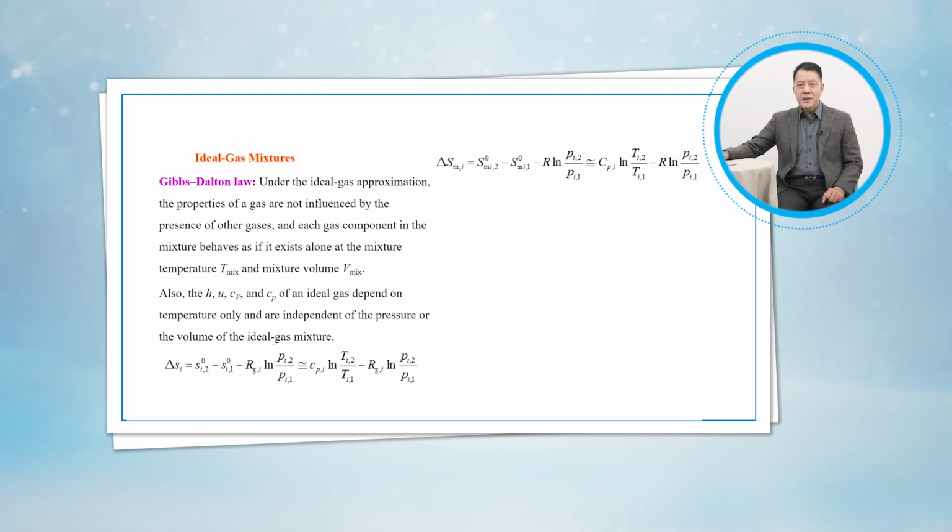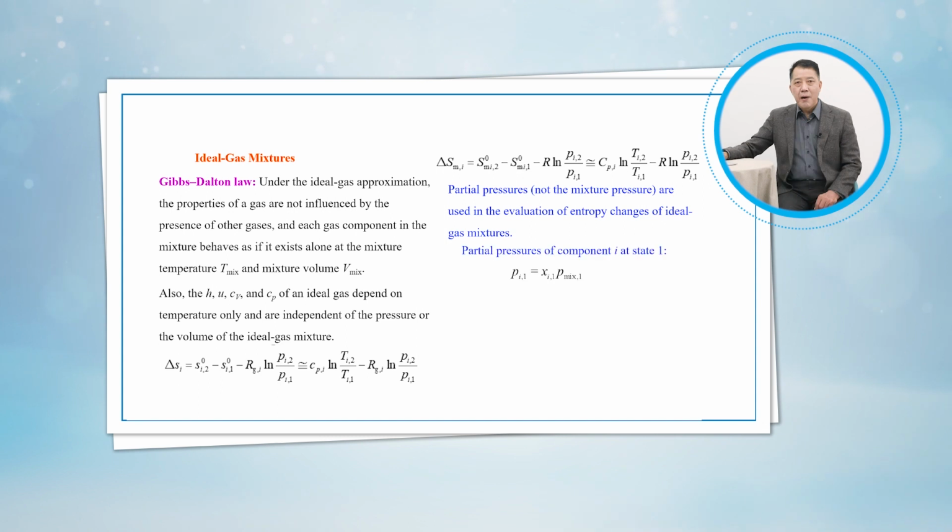The entropy change of individual gases in an ideal gas mixture during a process can be determined from. Notice that the partial pressure of each component is used in the evaluation of the entropy change, not the mixture pressure. Partial pressure of component i at state 1 is. Partial pressure of component i at state 2 is.